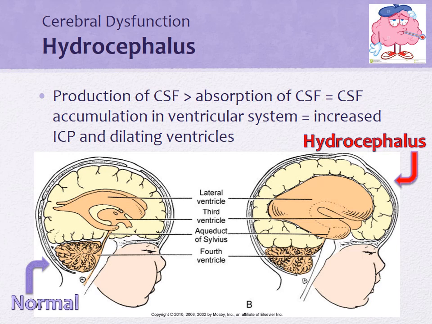So next we're going to talk about hydrocephalus, and this is where the production of CSF is greater than the absorption of CSF, which means that the CSF will start to accumulate in the ventricular system, so in the ventricles, and then it will lead to an increased ICP and dilated ventricles. Let me try and get my pointer here for you. So on the left side, this is normal. This is what it should look like. And then here on the right side, this is hydrocephalus.